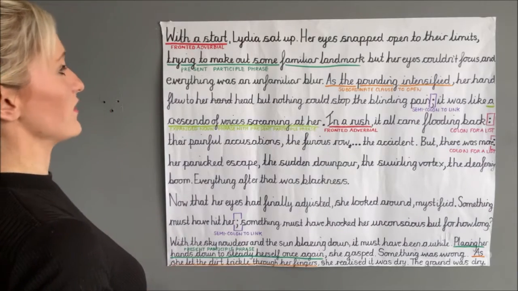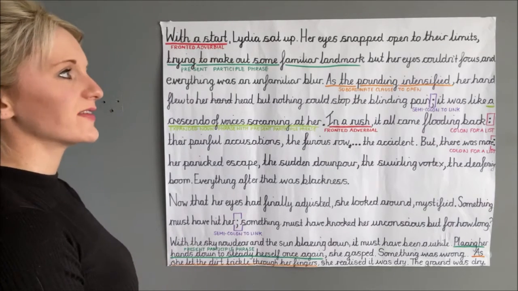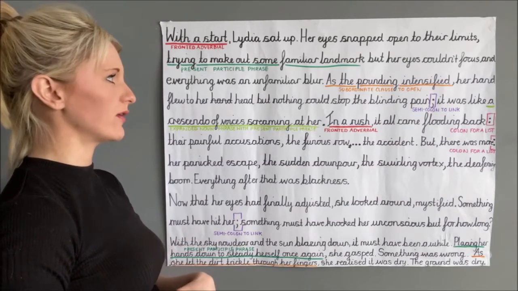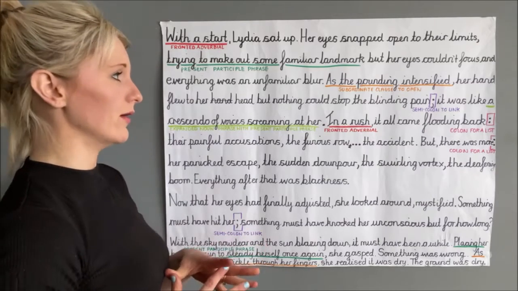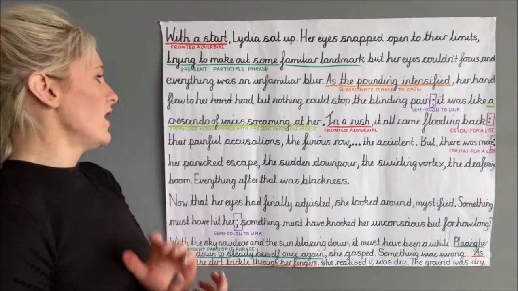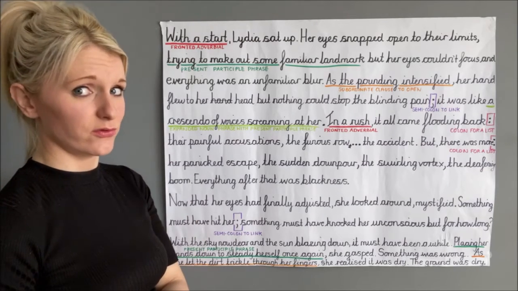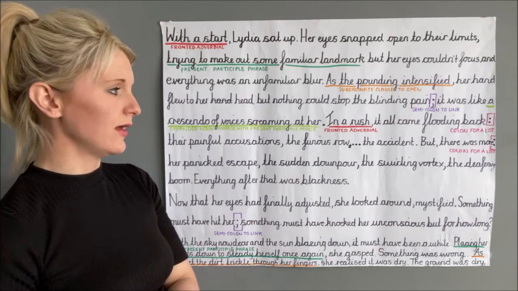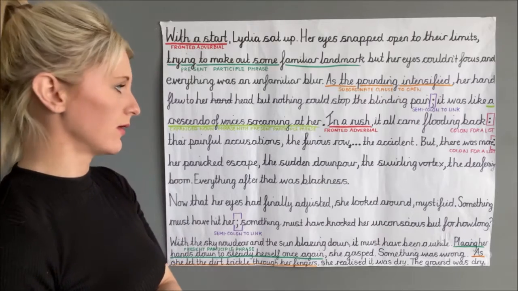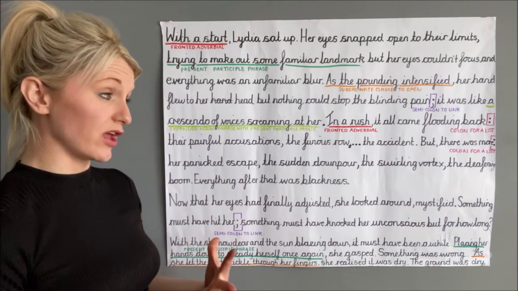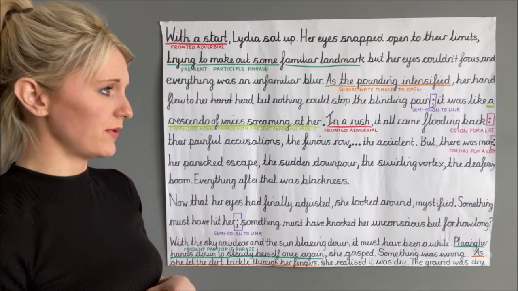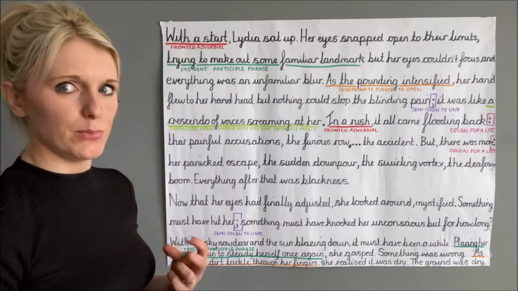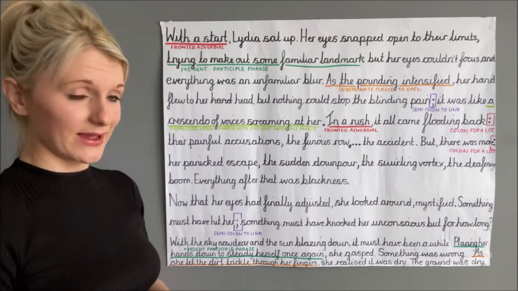So it says, with a start, Lydia sat up. Her eyes snapped open to their limits, trying to make out some familiar landmark, but her eyes couldn't focus, and everything was an unfamiliar blur. As the pounding intensified, her hand flew to her head, but nothing could stop the blinding pain. It was like a crescendo of voices screaming at her. In a rush, it all came flooding back. Their painful accusations, the furious row, the accident. But there was more. Her panicked escape, the sudden downpour, the swirling vortex, the deafening boom. Everything after that was blackness.